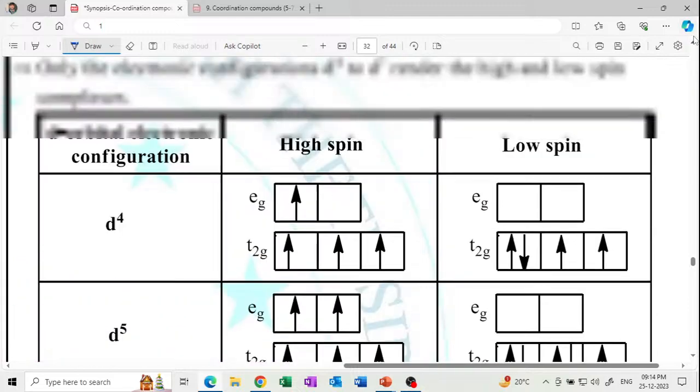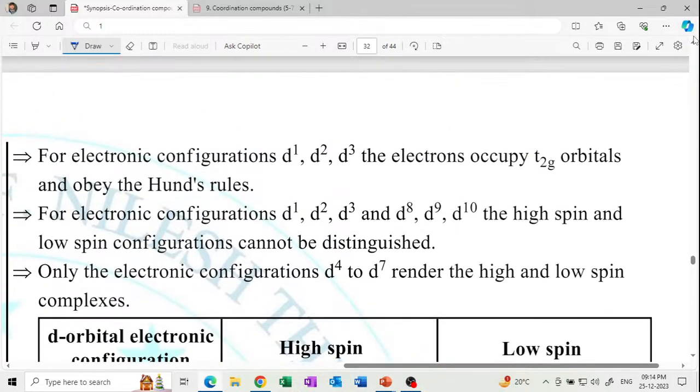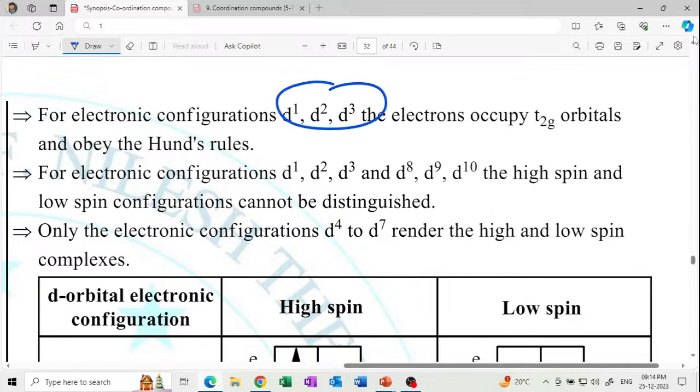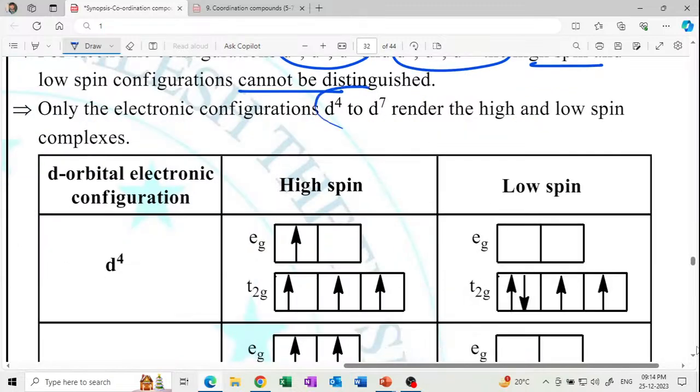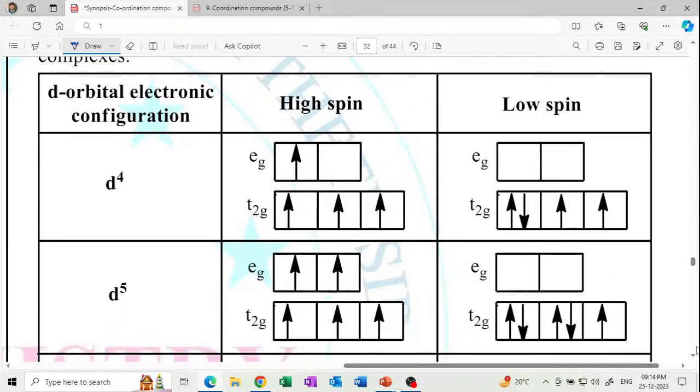And then after that you have the low spin and high spin for electronic configuration. For D1, D2, the electrons occupy the T2G orbitals and obey Hund's rule, and likewise D8, D9, D10. High spin and low spin cannot be distinguished there, but D4 to D7 are important for high spin and low spin complexes, only D4 to D7. Get it? So this is D4. See how the D4 case will be: the d orbital electronic configuration for D4, high spin and low spin, in this way, EG and T2G.